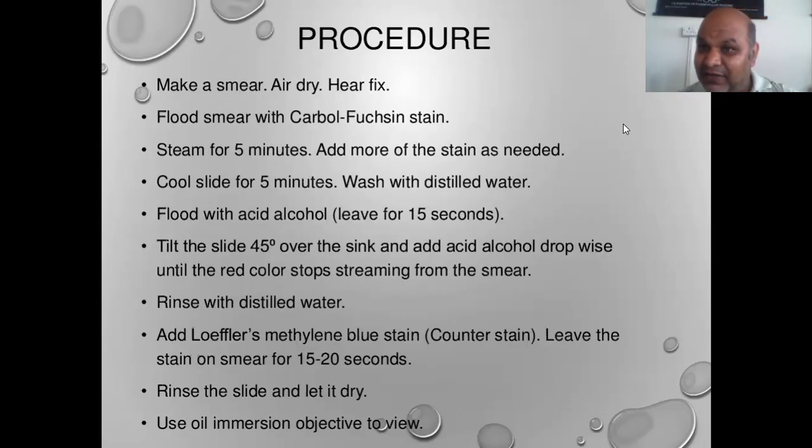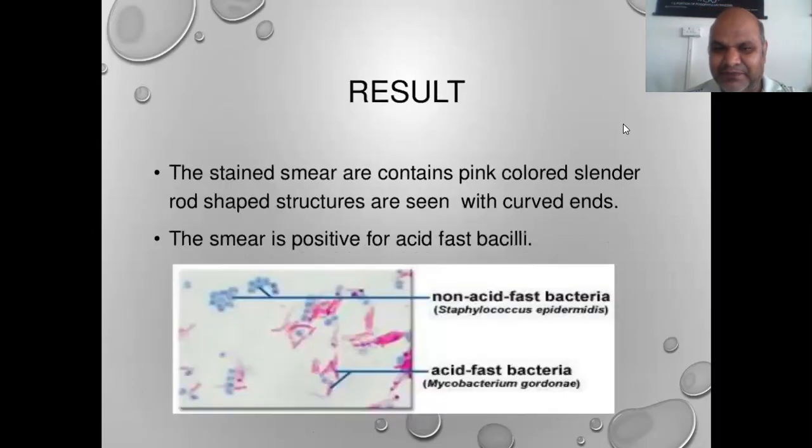In Gram staining, we use crystal violet and safranin: crystal violet for Gram positive, safranin for Gram negative. And here we use carbol fuchsin for the acid-fast positive ones, and methylene blue as the counter stain for the non-acid-fast bacteria.